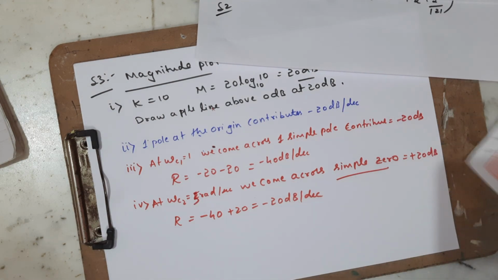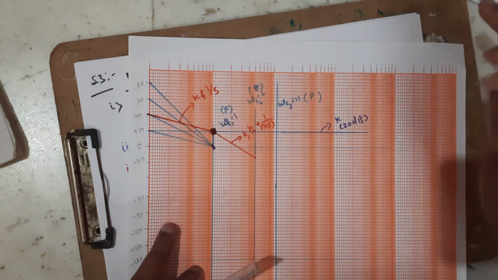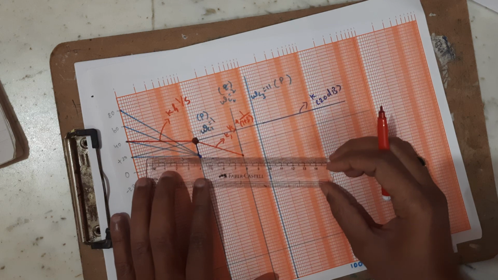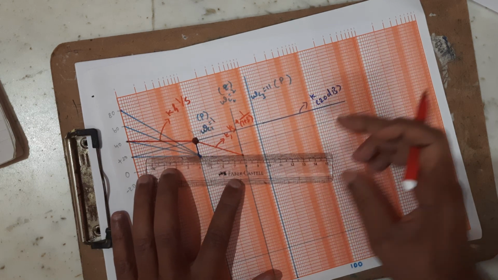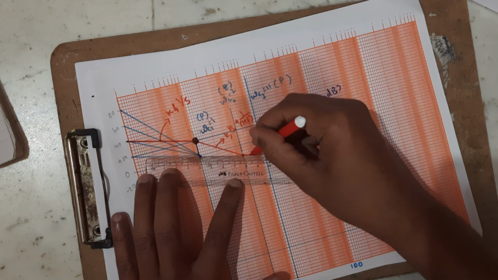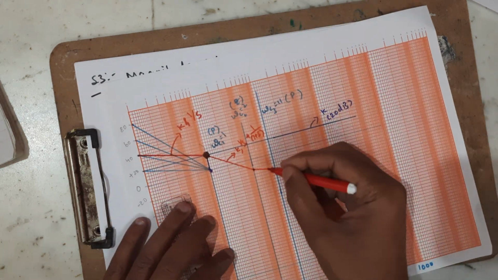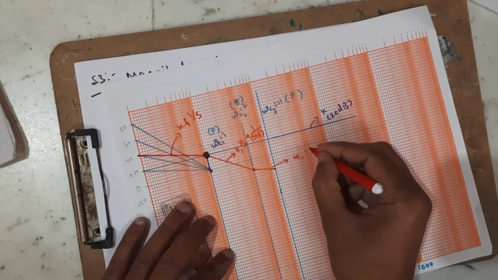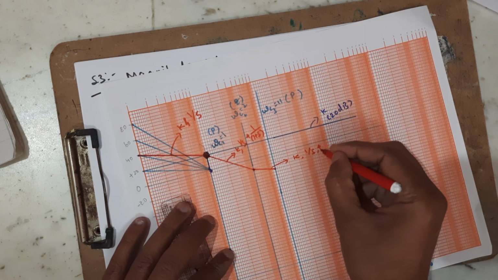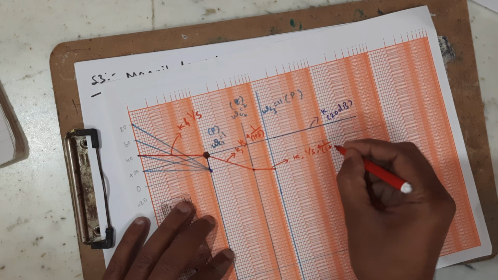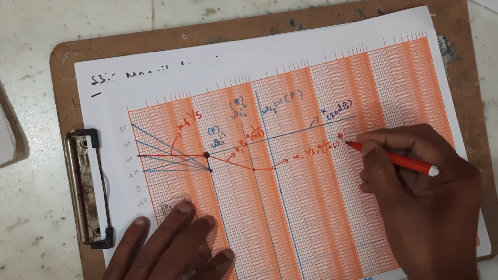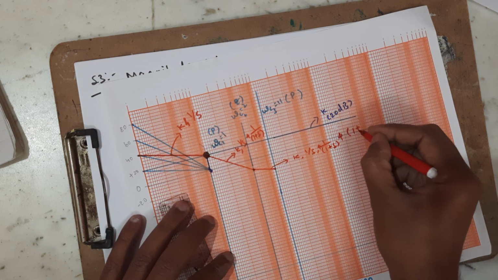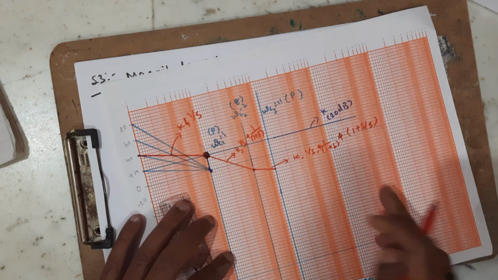Okay, what to do then? In this magnitude plot, from this point, I am going to draw a slope of minus 20, like this. So this is a contribution of K, 1 by s, 1 by 1 plus s, and the simple zero 1 plus s by 5.